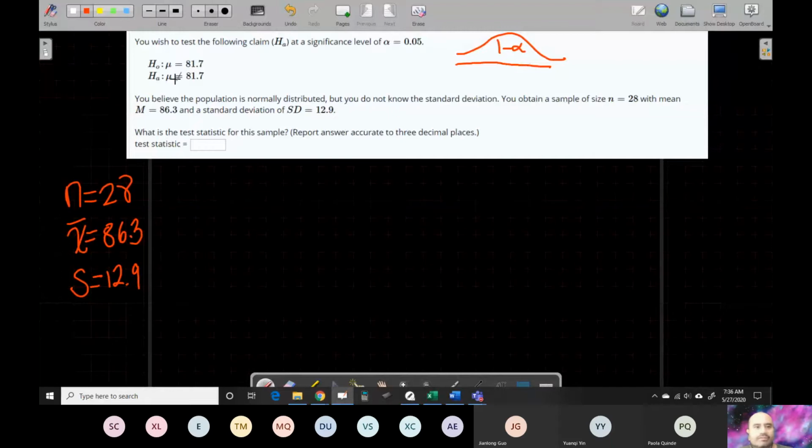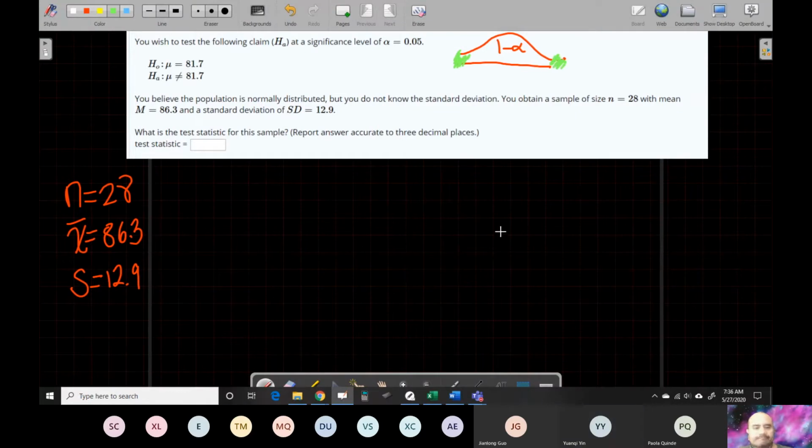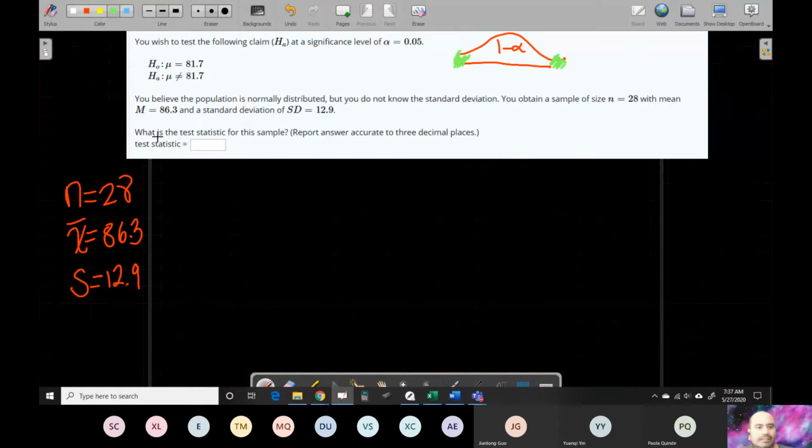Now, we have H of 0 and H of A. Because in H of A they're using this sign, not equal, what does that mean? It means that our test is going to be a two-tailed test. So whatever we do, we have to distribute the alpha value in these two places. All right, so we'll do that later. And I don't even think that they ask you to do that, because depending on the method that you're using to prove your hypothesis, we'll see later what method they want me to use. At this moment, they ask me, what is the test statistic of this sample?